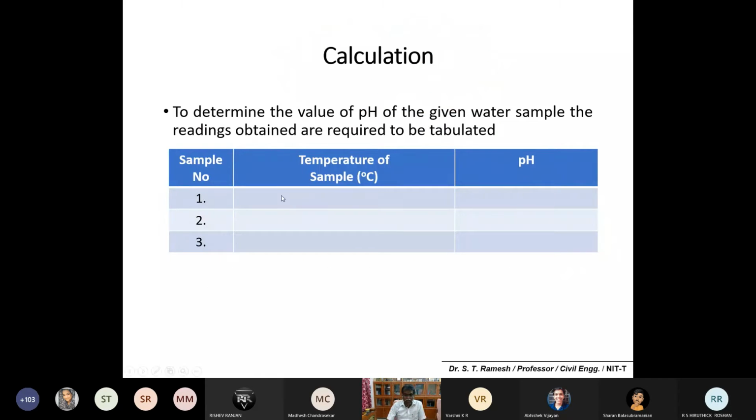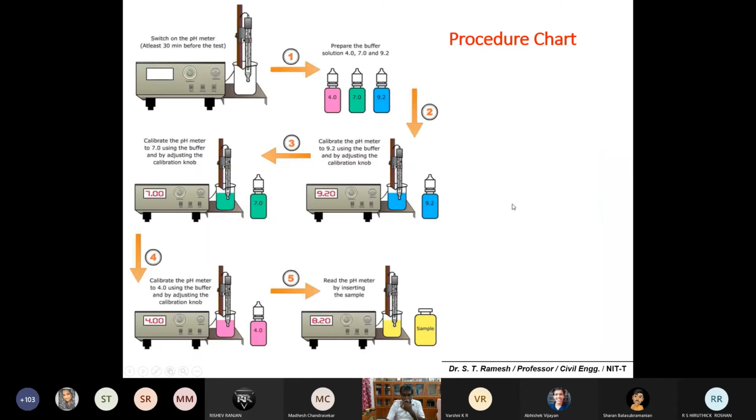Then what you do now, the calculation that I already mentioned to you, you also have to measure or note down the temperature of a particular sample. For example, sample number 1, 23 degrees Celsius, and pH of the sample, say 6.9. So you can note down these values for your tabulation. This will give a comprehensive idea of the procedure.